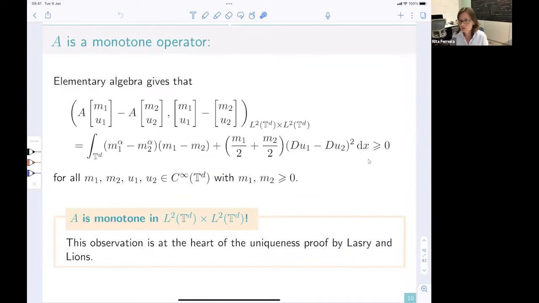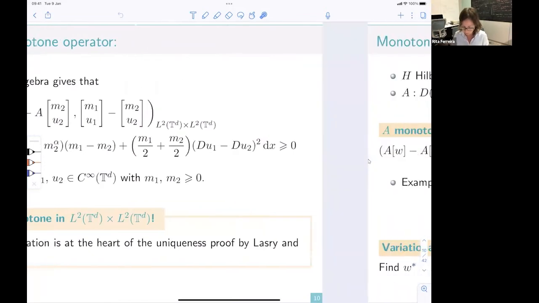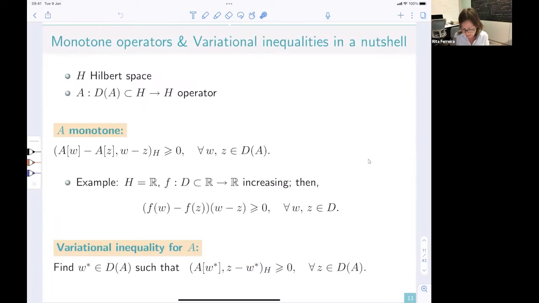Now I make a detour on the theory of monotone operators, which I'm then going to import to address mean field games. So if H is a Hilbert space, and A is monotone with a certain domain, then this is just a definition: A is monotone if this inequality holds. And of course, the simplest example of a monotone operator that we can come up with, I guess, is a real valued increasing function. So this is the simplest case of a monotone operator. Okay, let me go on.